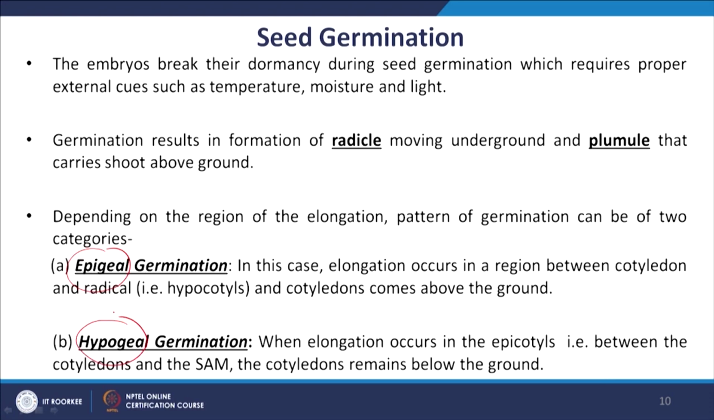In epigeal germination, elongation occurs in the region between the cotyledon and the radicle, which is also called hypocotyl, and cotyledons come above the ground. In hypogeal germination, elongation occurs in the epicotyl region, which means the region between the cotyledons and shoot apical meristem, and the cotyledons remain below the ground in this case.